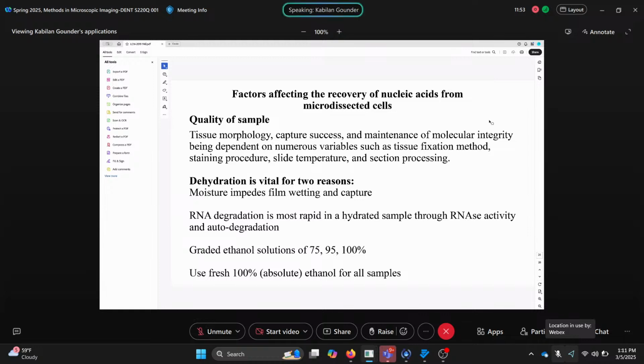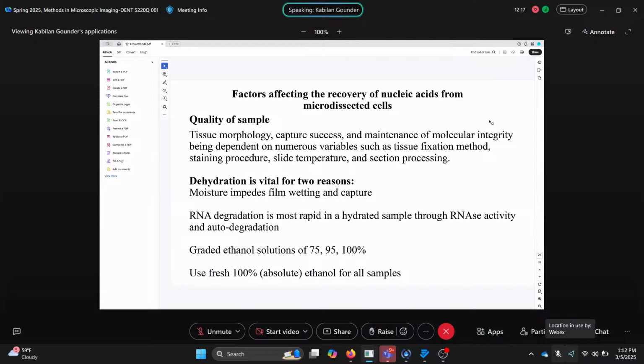Also at the same time, the capture success is very, very important when you isolate the cells. Also, during this process, the maintenance of molecular integrity is important, because that is what you are going to use for the subsequent analysis.